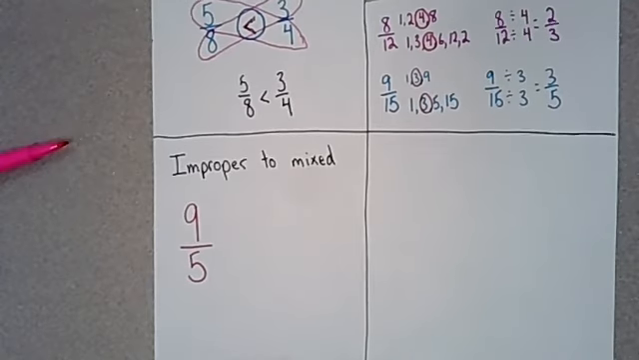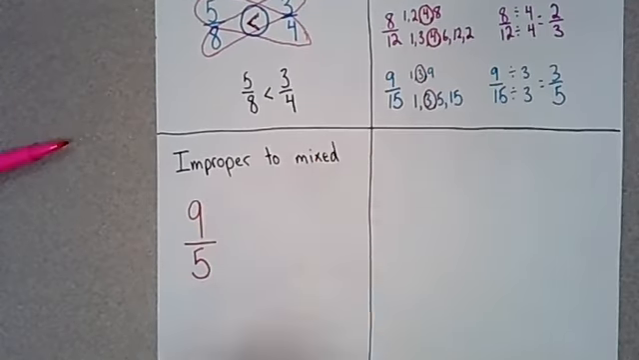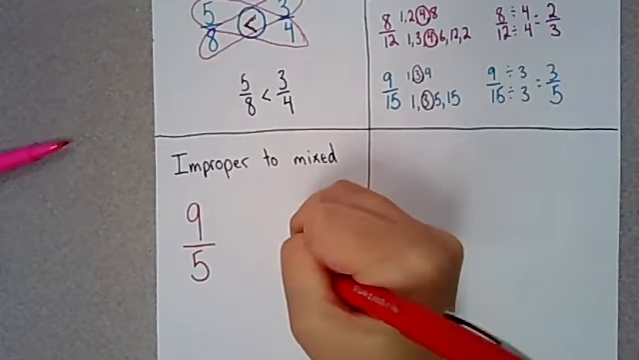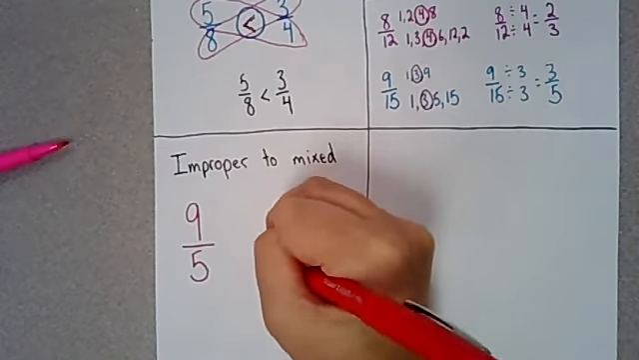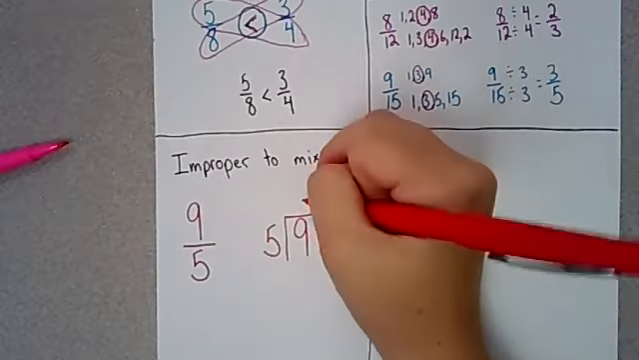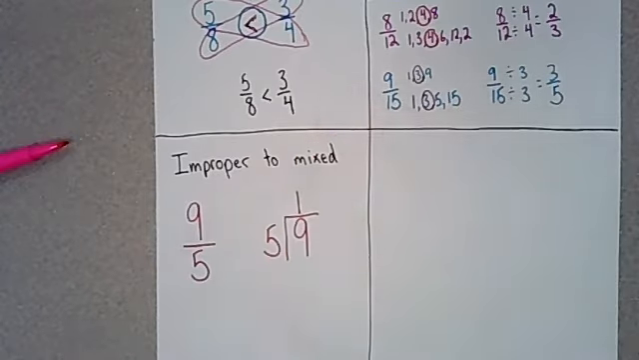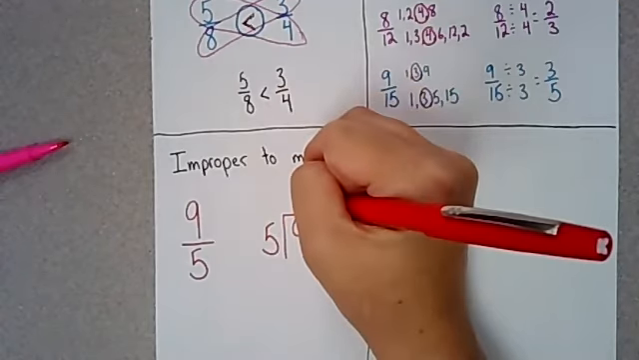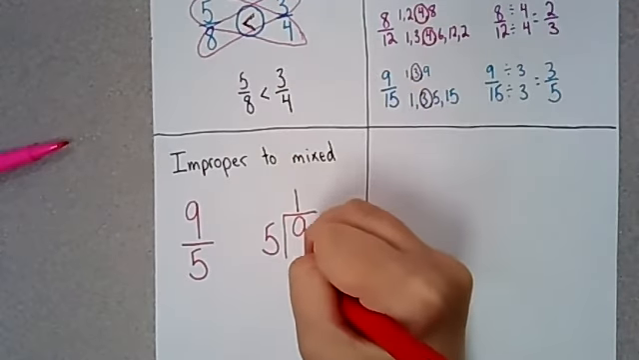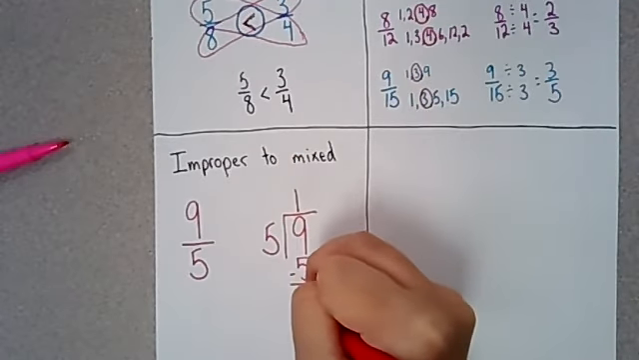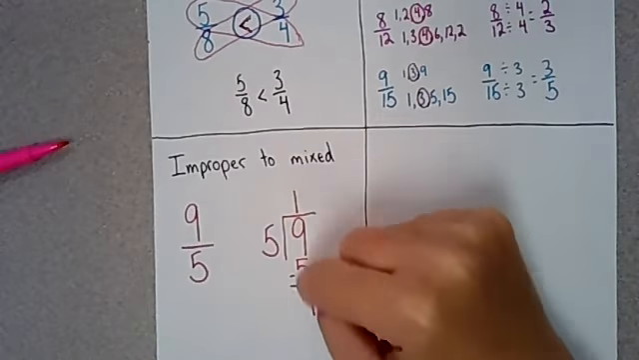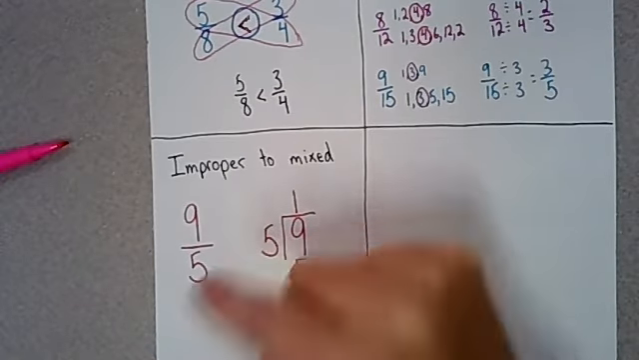So what I want you to do is you are going to take the numerator and you're going to divide it by the denominator. So if I have 9 and I divide it by 5, 5 divides into 9, it will go in there one time, because 2 times would be 10, and that's too many. Then multiply back. 1 times 5 is 5. Subtract, you get a 4. Now, this is your whole number, and this is what's left out of 5.